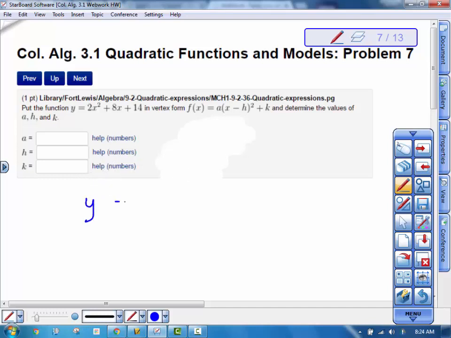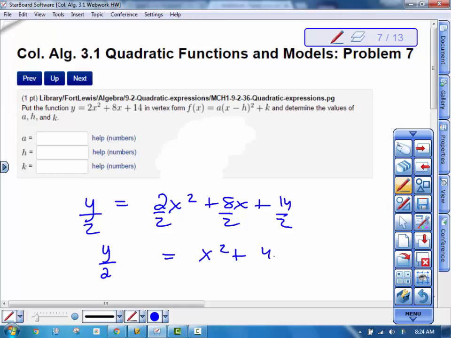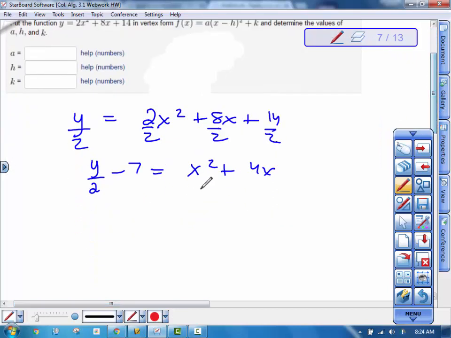So to complete the square, you need to first get A to be 1. So I'm going to divide everything through by 2. This gives me y over 2 equals x squared plus 4x plus 7. I'm going to subtract 7 from both sides. And now I'm going to complete the square. So now I'm going to add something to both sides to make this a perfect square trinomial. That something is always b over 2 squared. Once you get a to be 1, that is.